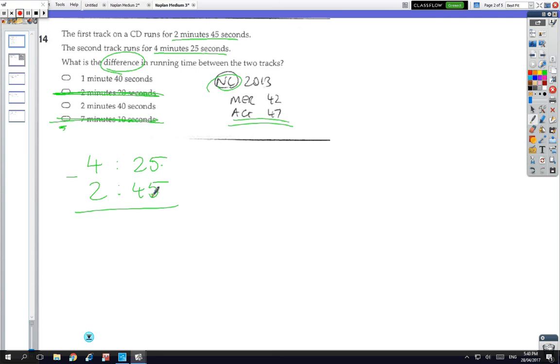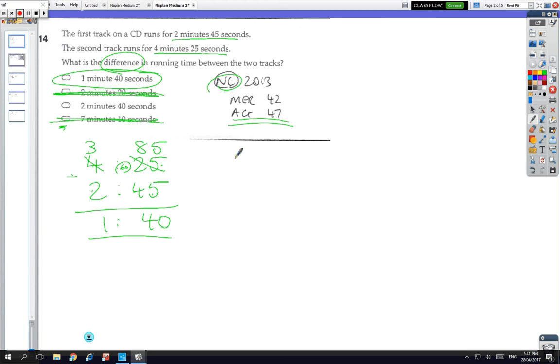So what we're going to do is take a minute off there, and we're going to turn that into 85 seconds because we've got 60 seconds that we're going to add, okay? So 60 seconds comes off a minute to make that 3 minutes. 85 minus 45 equals 40, and then 3 minus 2 equals 1. So it's 1 minute 40, so it's that answer there.